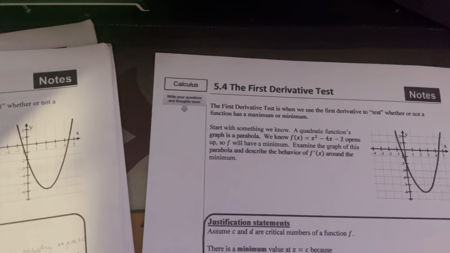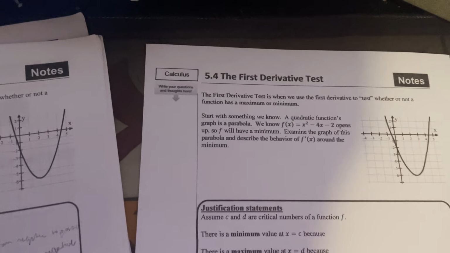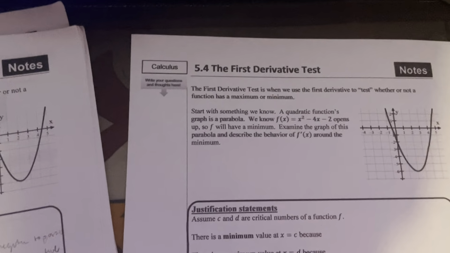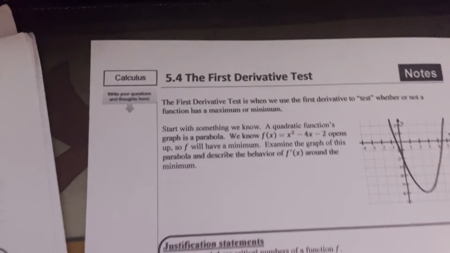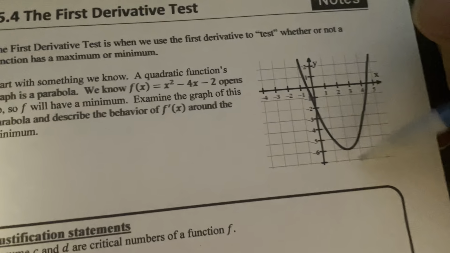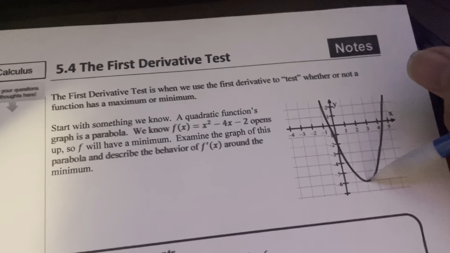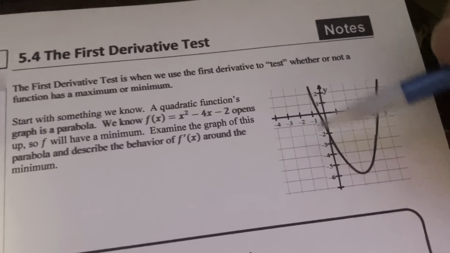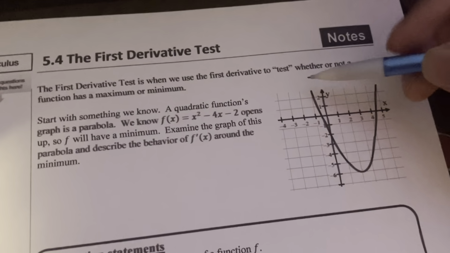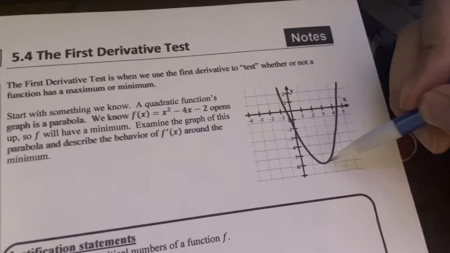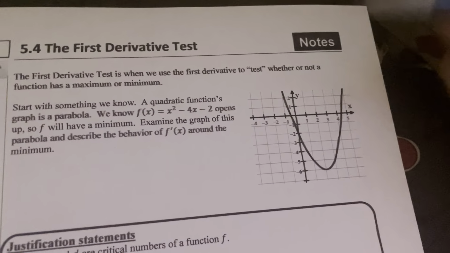Examine the graph of this parabola and describe the behavior of f prime of x around the minimum. So we know that the minimum is right here, right? Now we notice that leading up to the minimum, the slope is negative, and going away from the minimum, the slope is positive.